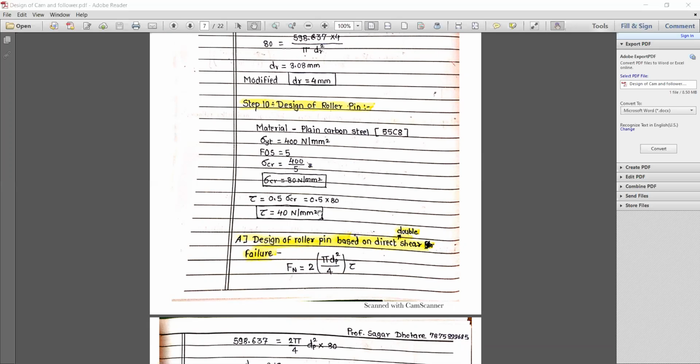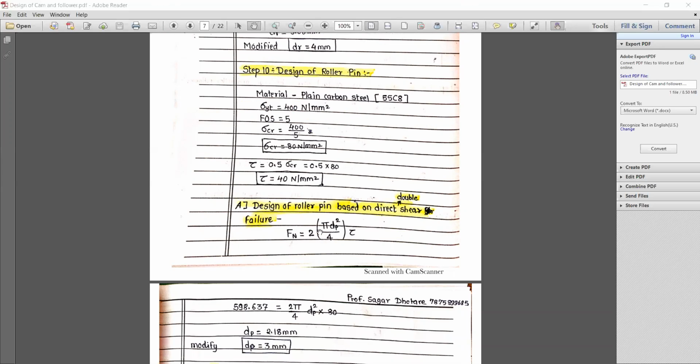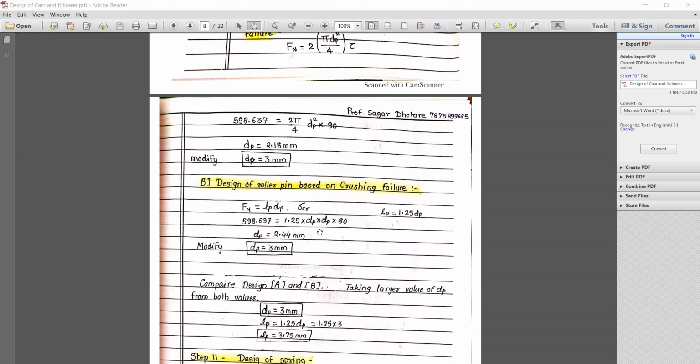So the design of the roller pin is based on two constraints. First, the design of the roller pin based on direct double shear failure, that is Fn is equal to twice the area into tau, that is pi by 4 dp square. Okay, so putting all the values, we get the value of dp equal to 3.18 mm, modified value is 3 mm. And second, the design of the roller pin based on the crushing failure.